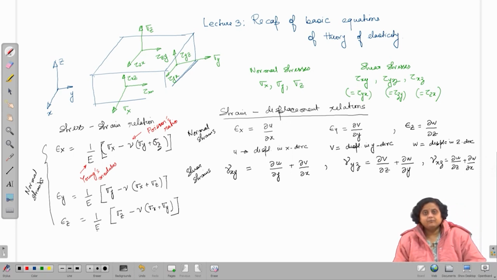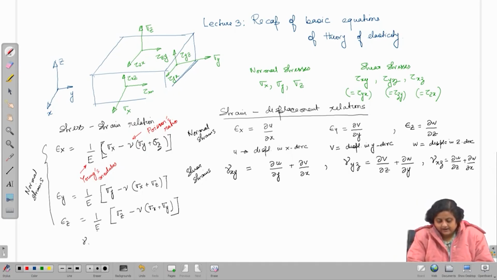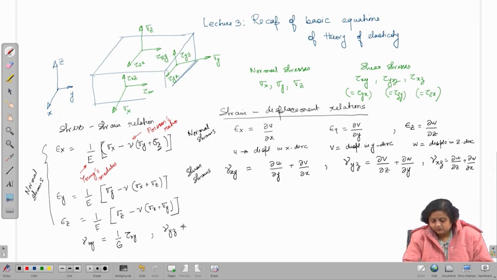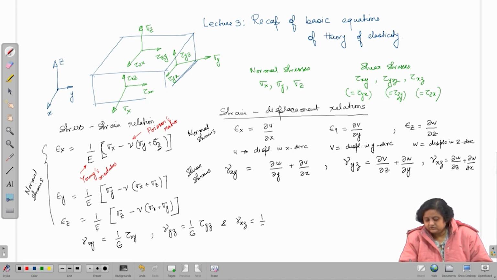We will have 3 more relations relating the shear strains with the shear stresses. So, the relations are gamma x y, which is one of the shear strains, is 1 by G into tau x y. Similarly, gamma y z is 1 by G into tau y z, and gamma x z is 1 by G into tau x z, where G is the shear modulus.